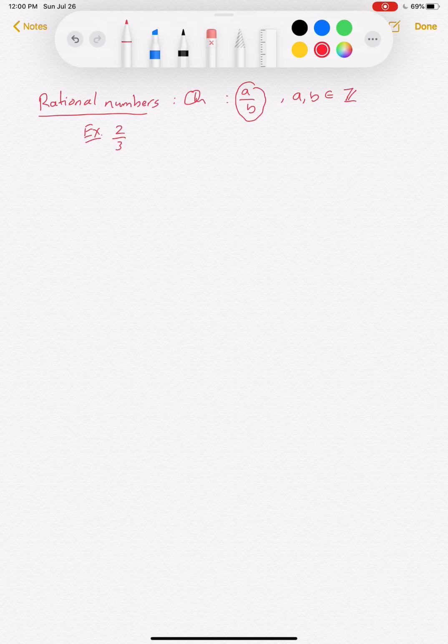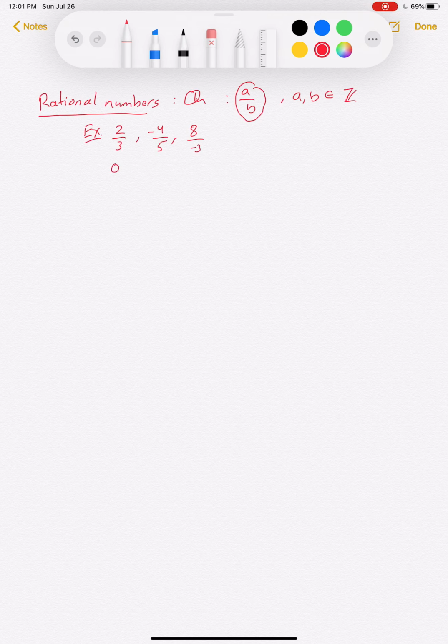Another example. Minus 4 over 5. Minus 4 belongs to Z. 5 belongs to Z. So minus 4 over 5 is considered to be a rational number. 8 over minus 3 is considered to be a rational number. 8 belongs to Z and negative 3 belongs to Z as well.